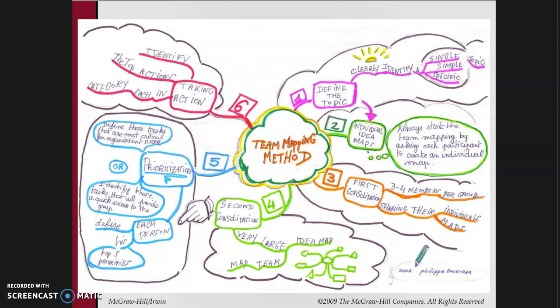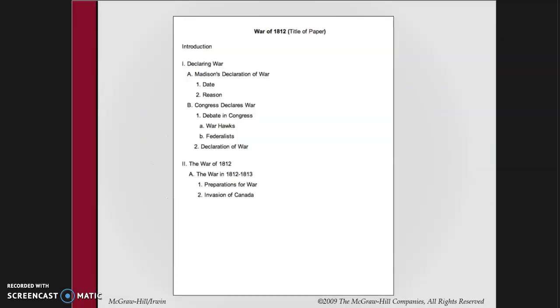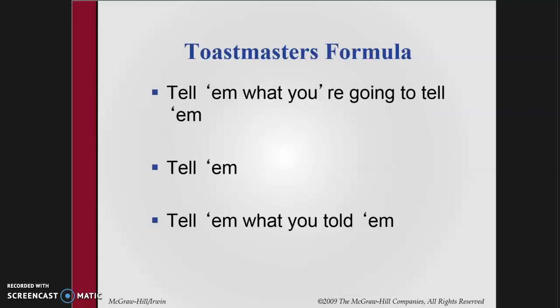And this is the step we're going to be doing now. Next week, we're going to be doing the outline. I don't know if you've heard this formula that we use in Toastmasters, but it's simple. For every speech, this is what we say to ourselves. Tell them what you're going to tell them. Tell them. Tell them what you told them.